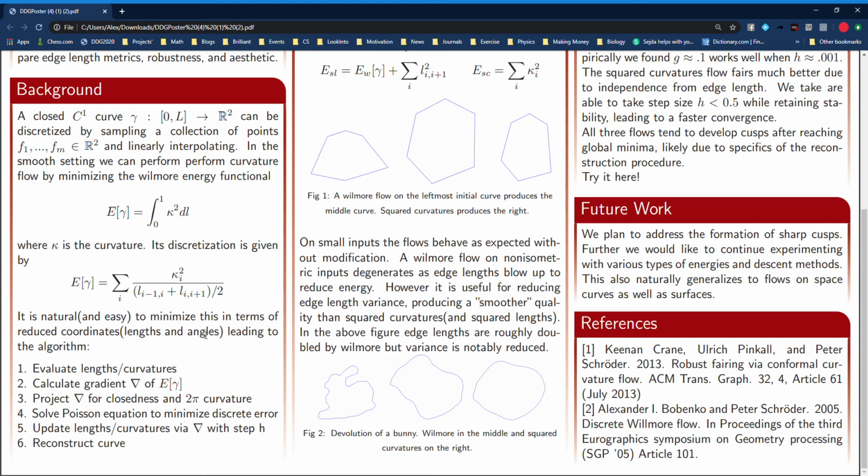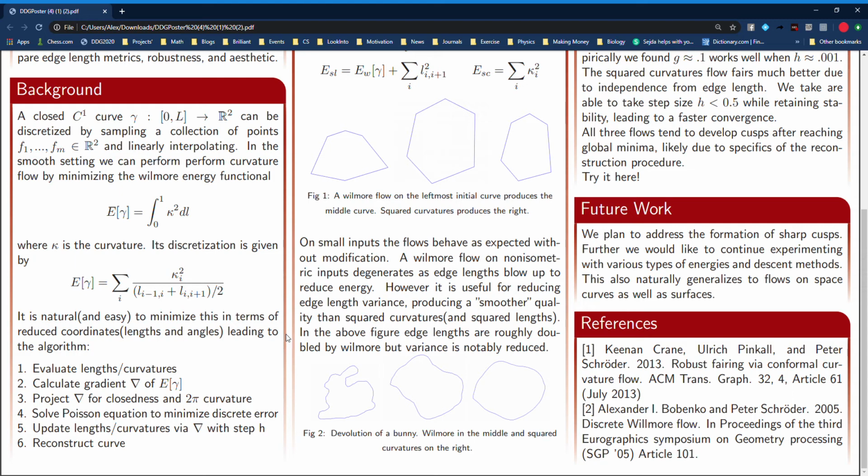So this leads to the algorithm where, okay, given a curve, which is a discrete curve, which is represented as a set of points, we first translate it into this intrinsic setting, and then we calculate the gradient with respect to the lengths and curvatures. And there's some complications here because there's interplay between the lengths and curvatures. But then we have some conditions maybe that we're trying to preserve.